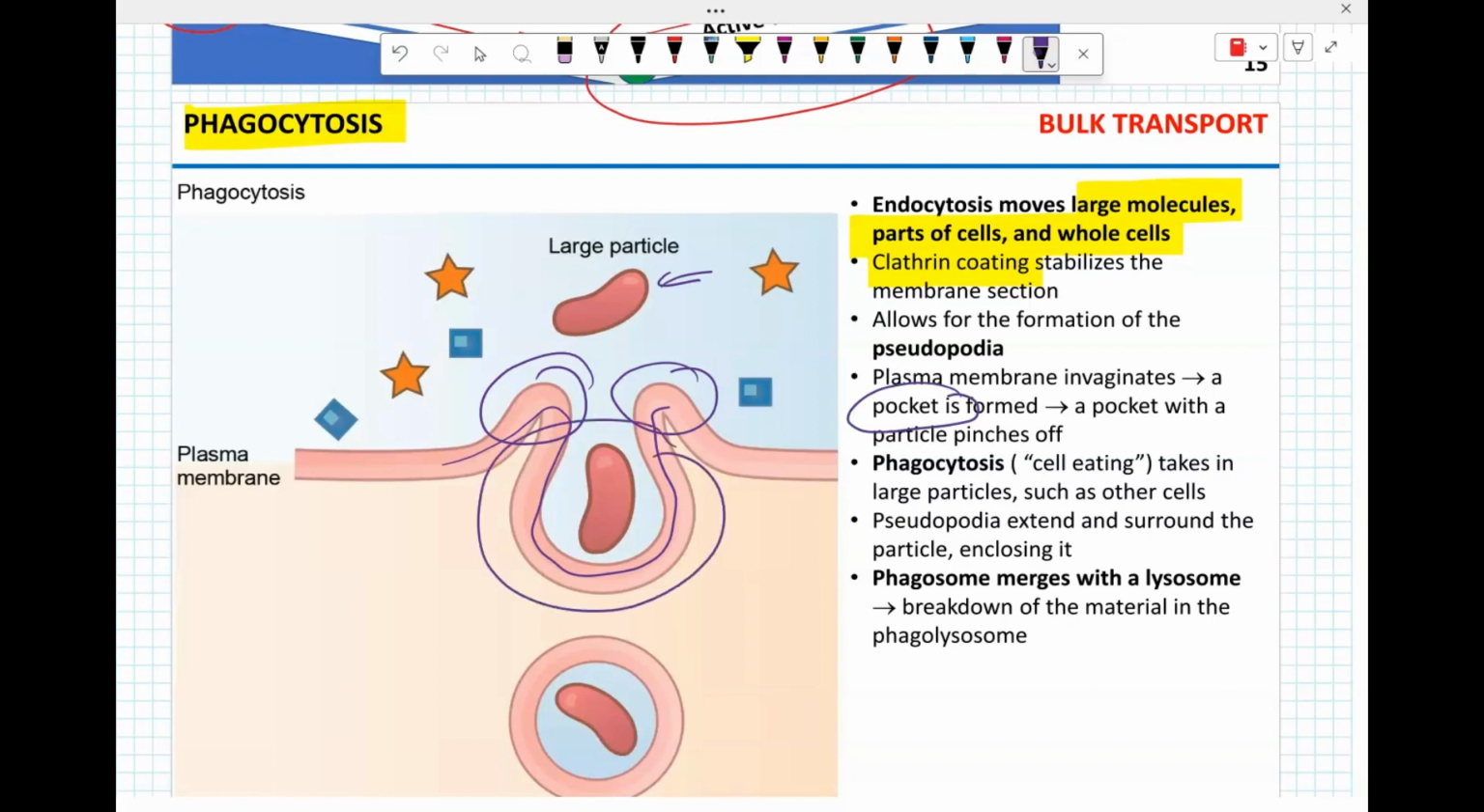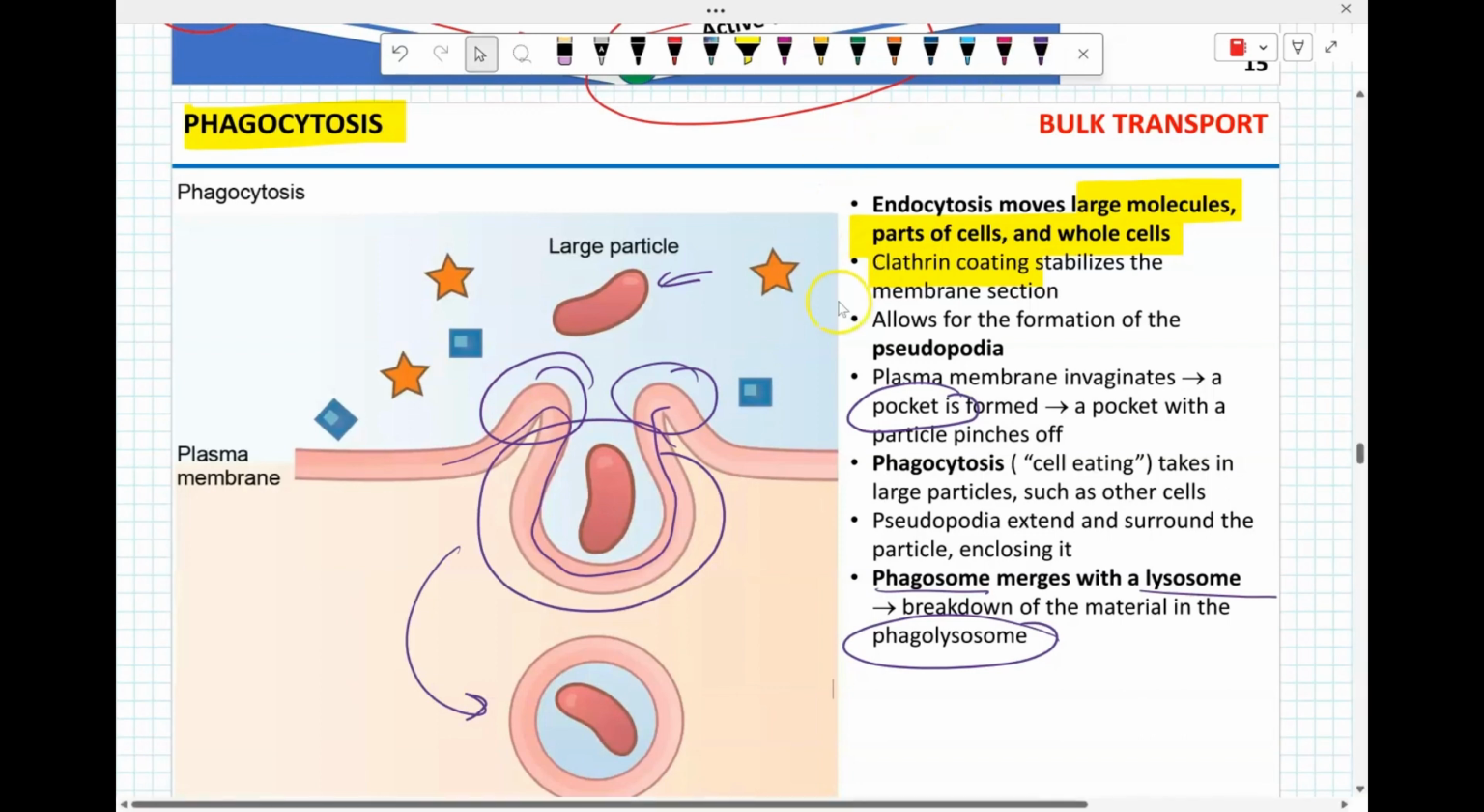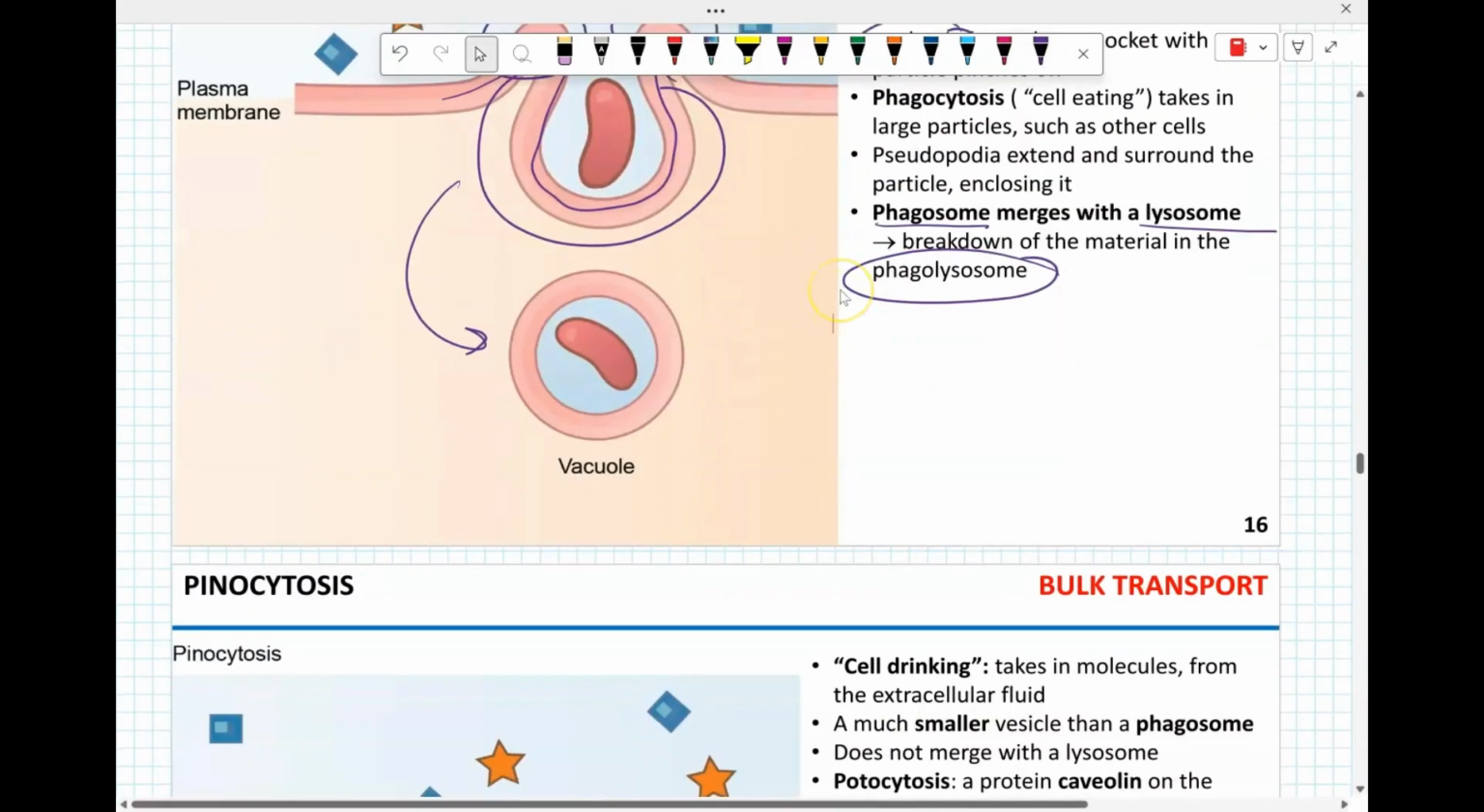This pocket pinches off, forming a phagosome, which eventually merges with a lysosome, forming the so-called phagolysosome, which is highly acidic and contains hydrolytic enzymes and acid that are capable of breaking down whatever this particle is.